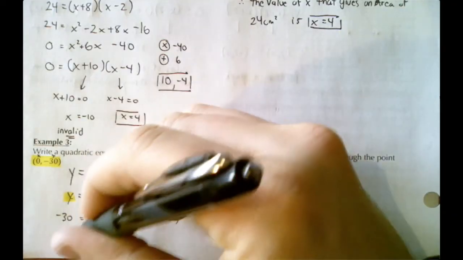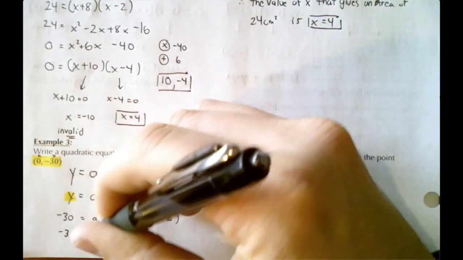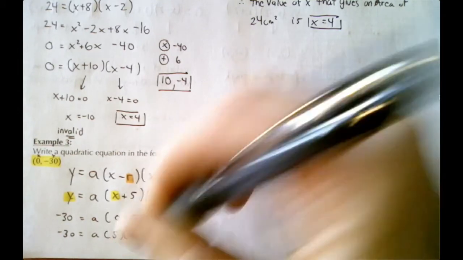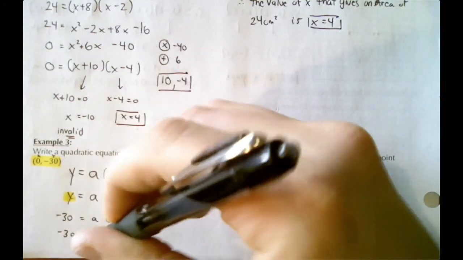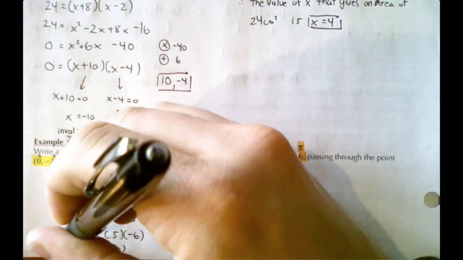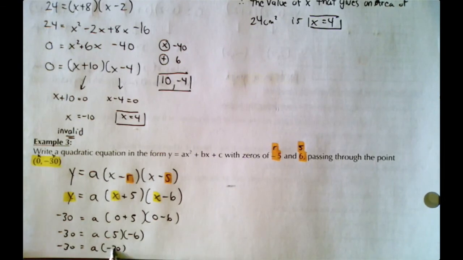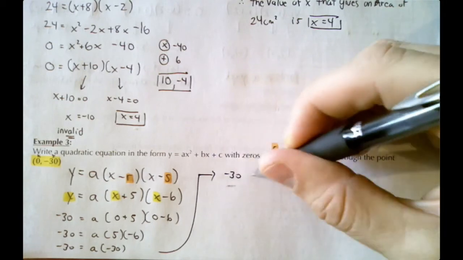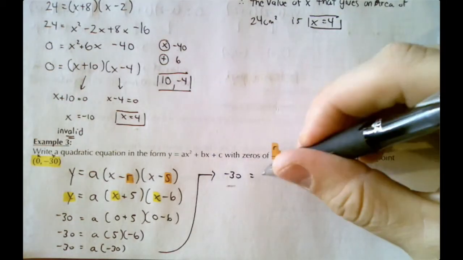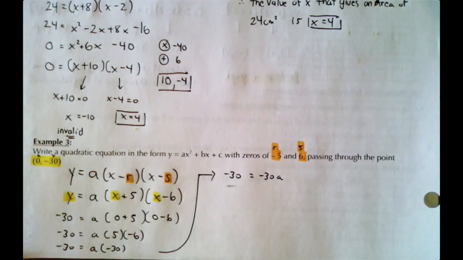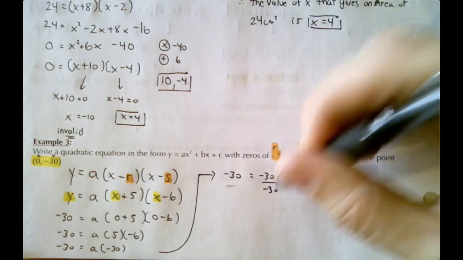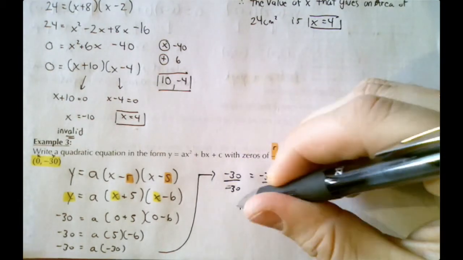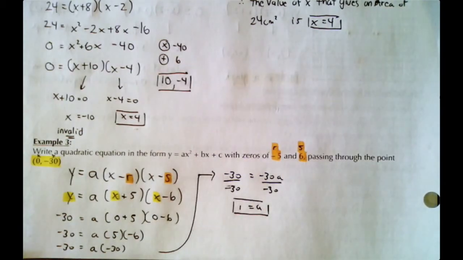And now we just have to do a little bit of math. Negative 30, we don't know a, but 0 plus 5 is 5, and 0 minus 6 is negative 6. 5 times negative 6 is negative 30. So now we have negative 30 times a equals negative 30. I'll bring this up over here so we can see it. Negative 30 equals a times negative 30. I'm just going to rewrite that as negative 30a. And now to solve for a, we divide away the negative 30. And negative 30 divided by negative 30 is 1.